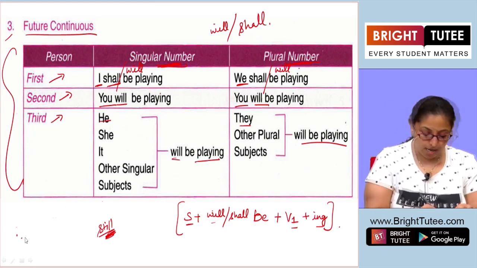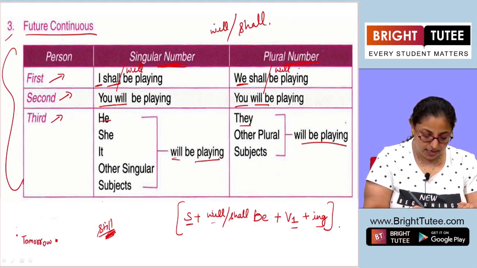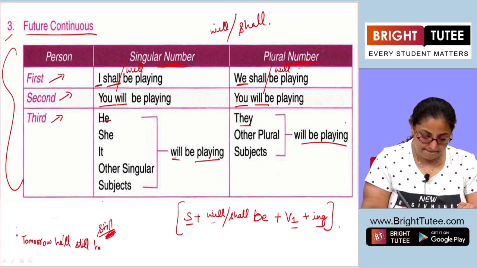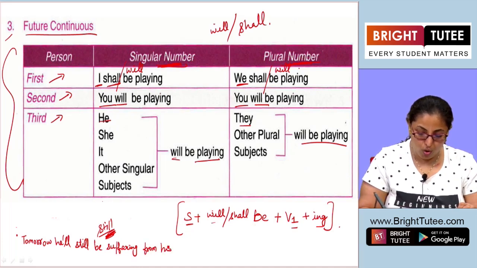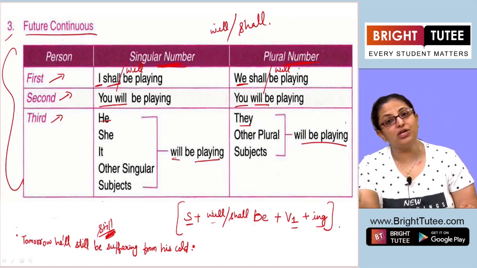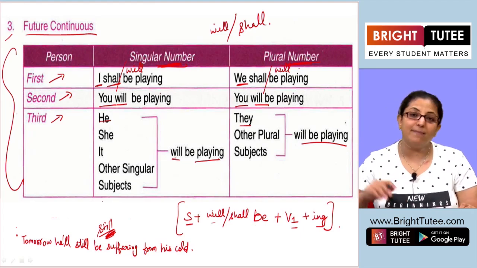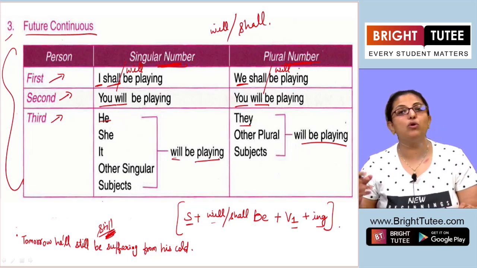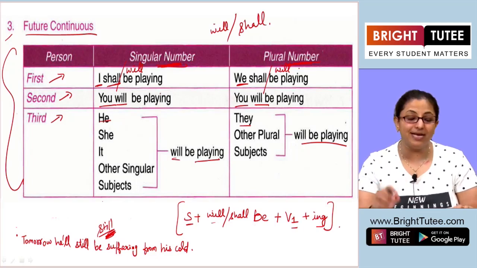For example, tomorrow he will still be suffering from his cold. The action is happening now and is expected to be continuing in the future as well. He is still suffering from cold, which is actually happening today, but it is expected that he will be suffering from cold tomorrow also, in the future also, right? So this is when we use still.